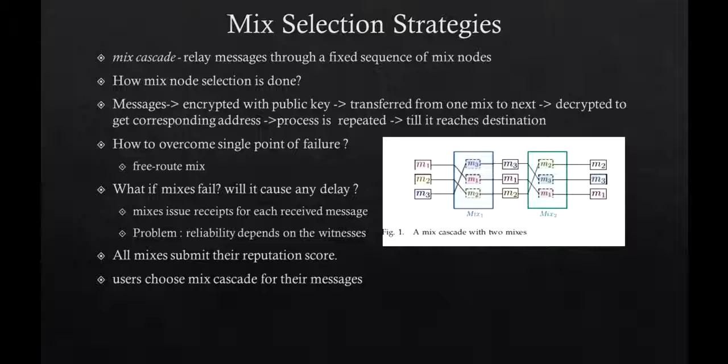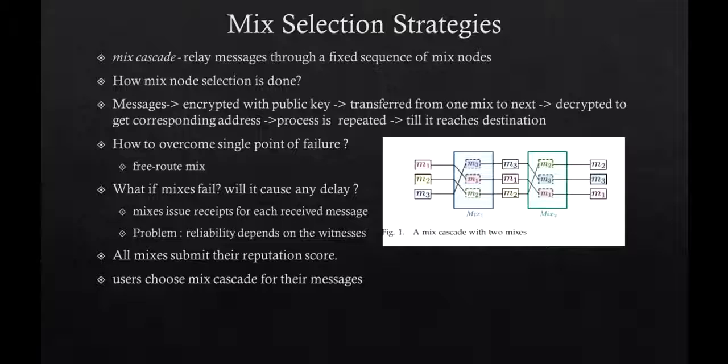To overcome a single point of failure in availability of mix cascades, free route mix networks are used. Different strategies are followed when selecting mixers for a mix cascade or for a path in a free route mix. Suppose say a situation like what if the mixers fail? What will it cause any other delay?